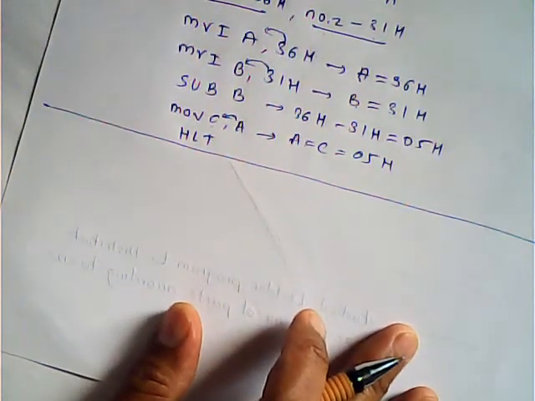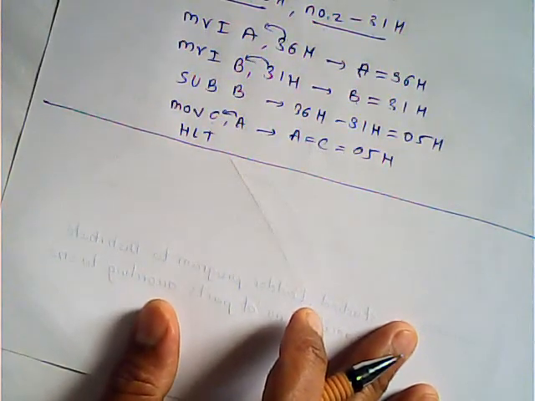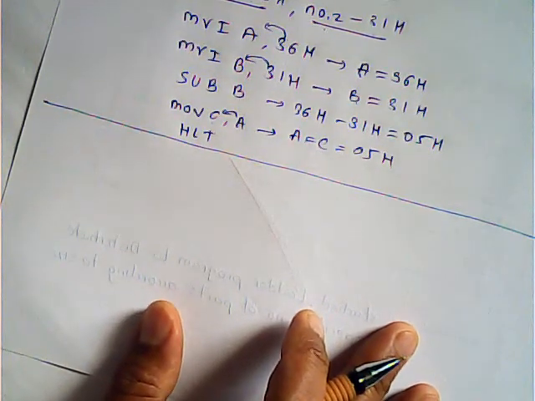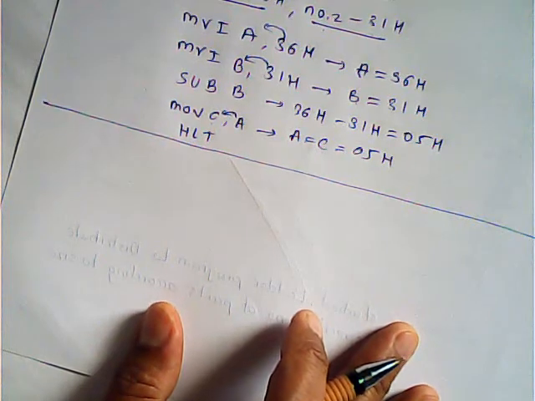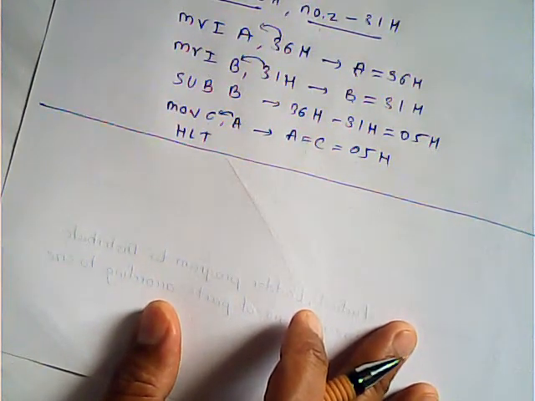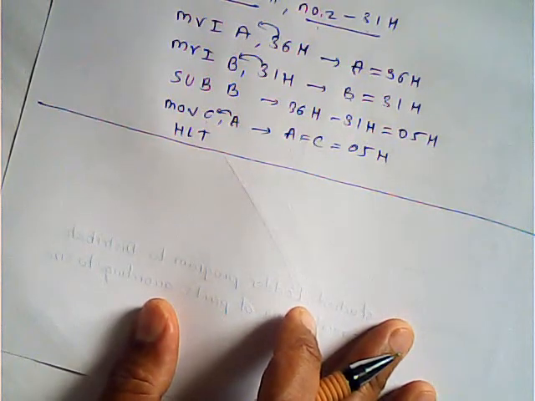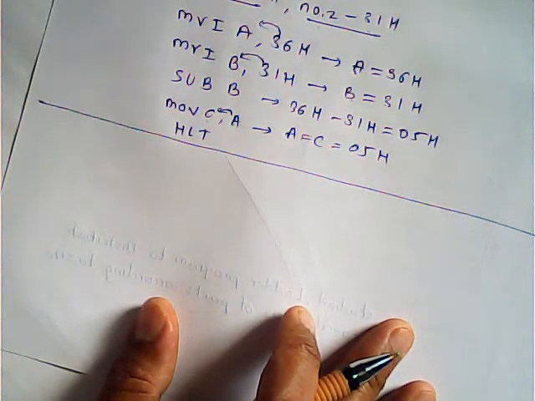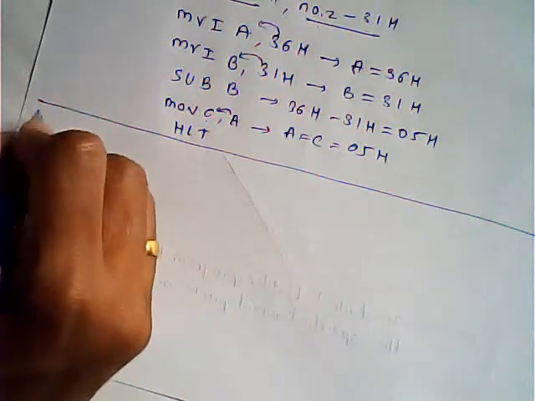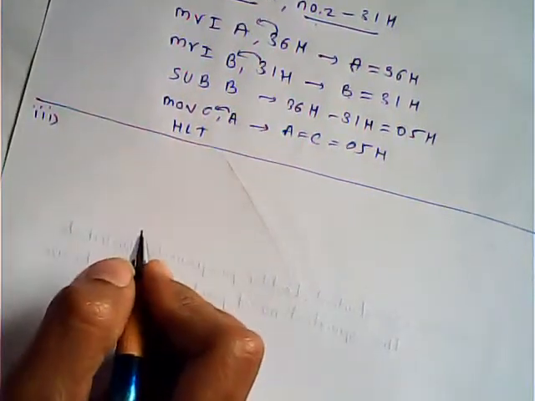The last program is for the subtraction of two 8-bit numbers by using indirect addressing mode. In this case also, for subtraction purpose, we have only 3 instructions, that is by using immediate, by using register, and by using indirect addressing mode.